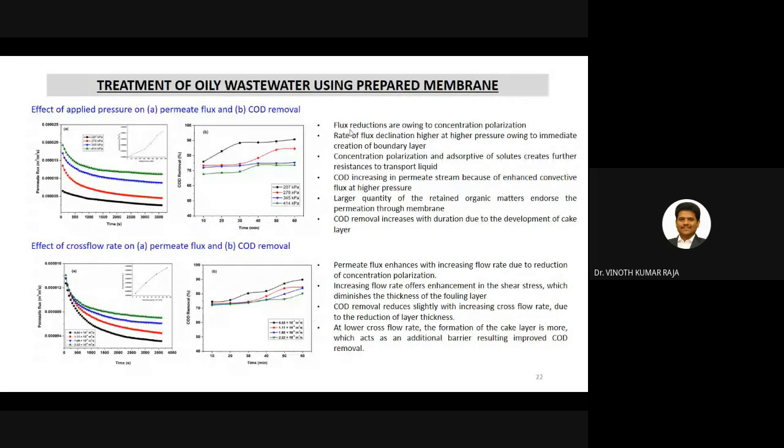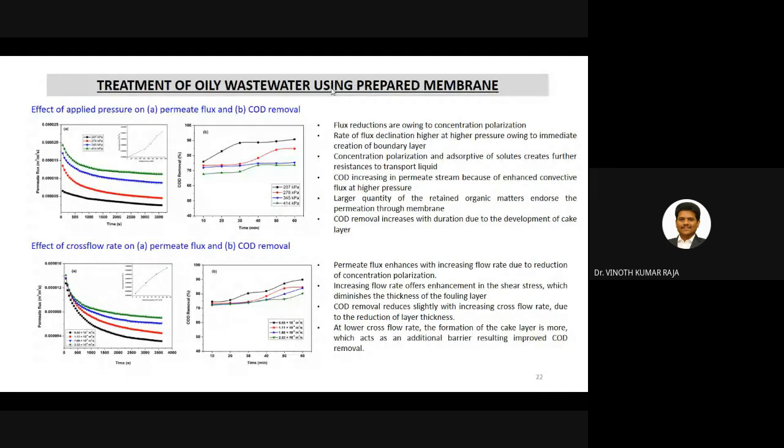That's why the organic content deposited over the membrane surface is penetrating the membrane and reaching the permeate side. That will increase the COD content on the permeate side.